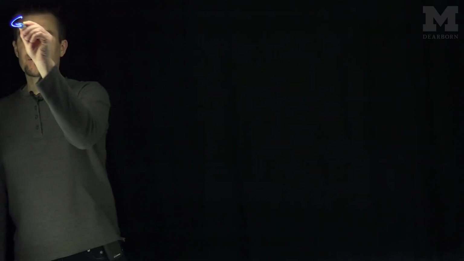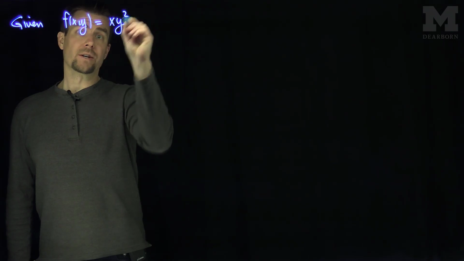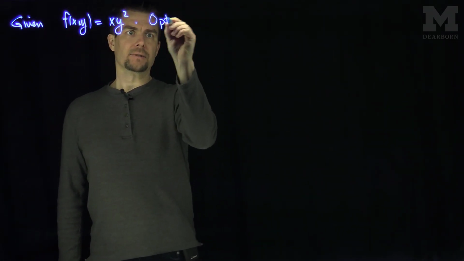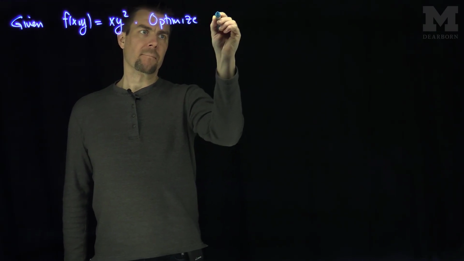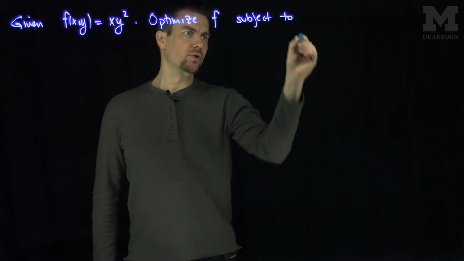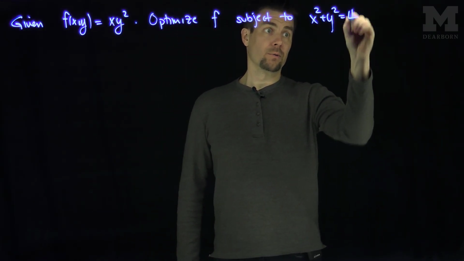Hello students, in this video we'll see an example of using Lagrange multipliers to find the maximum and minimum values of a function subject to a constraint. Let's be given the function f of x y, which is x y squared, and I want to optimize f subject to the constraint that x squared plus y squared is equal to 4.